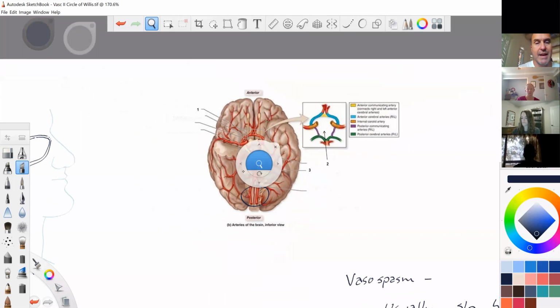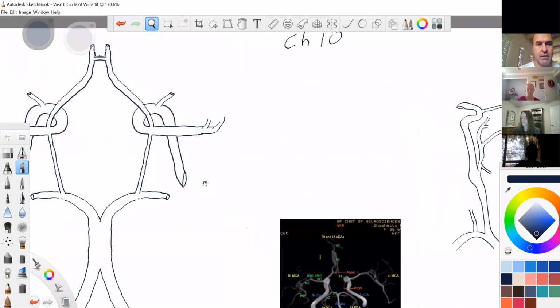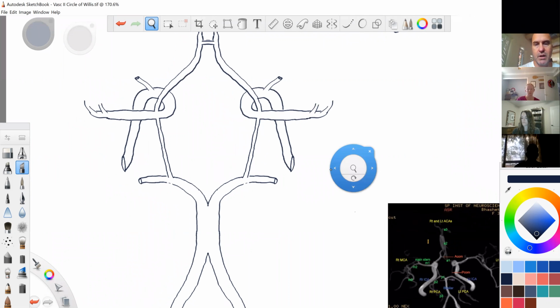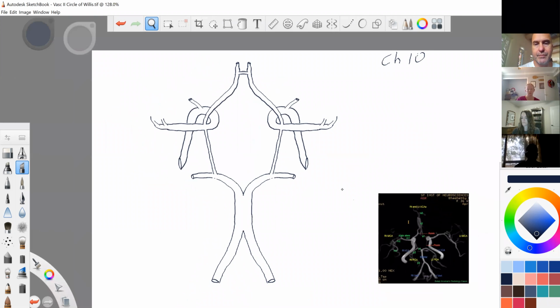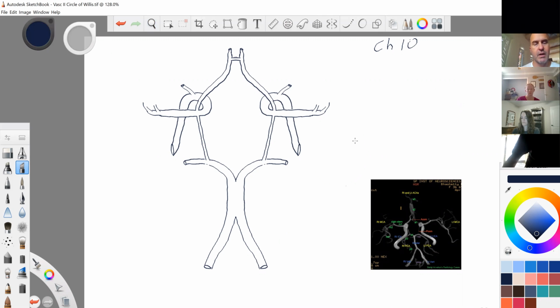All right, anatomy. Anatomy of the circle of Willis. Well, there's a lot going on here, as you could probably tell. The circle of Willis is fed by the vessels we're already looking at, the internal carotid arteries and the vertebral arteries. And we'll start with the internal carotid artery flow coming in.